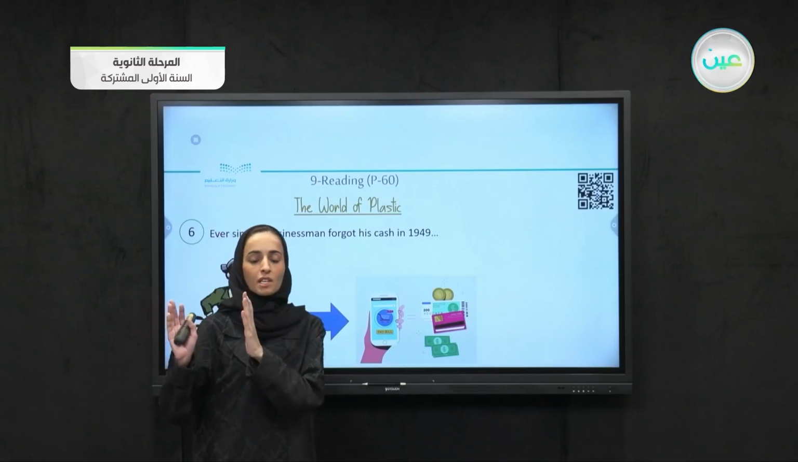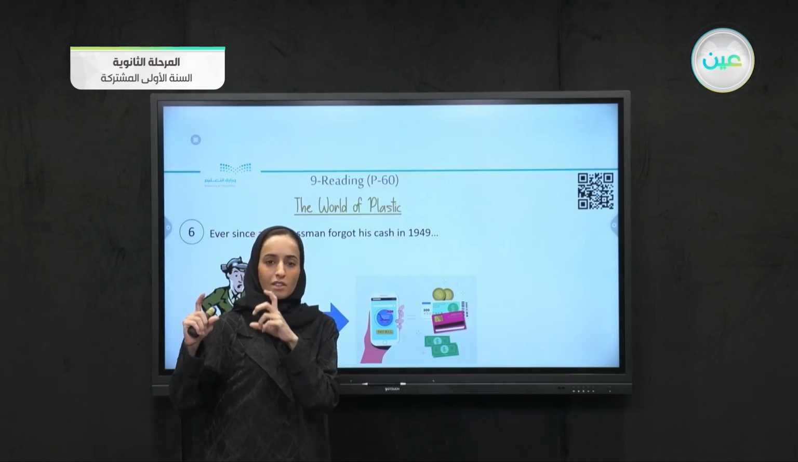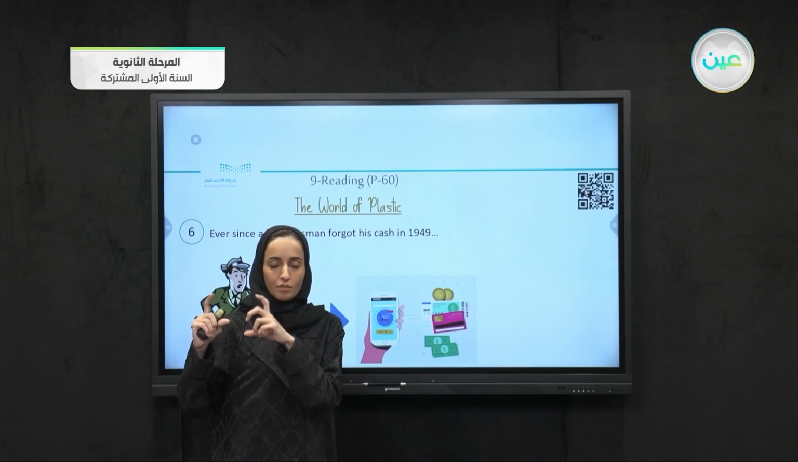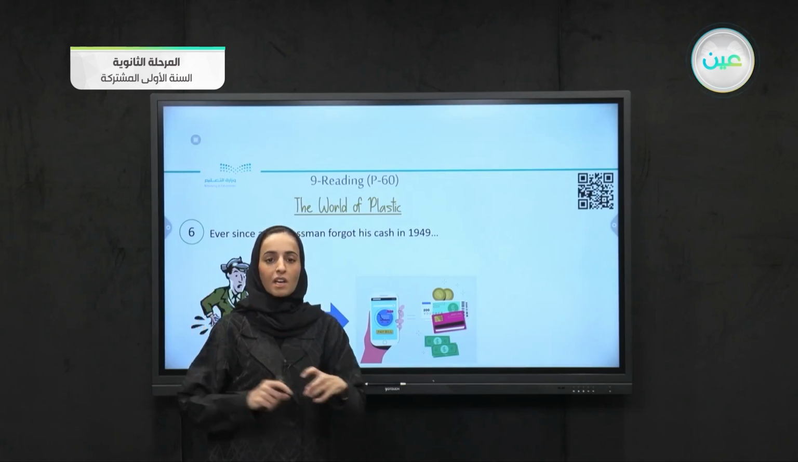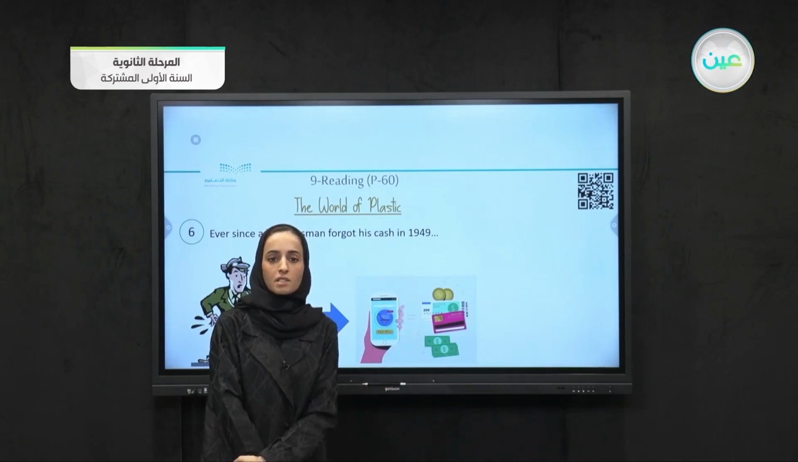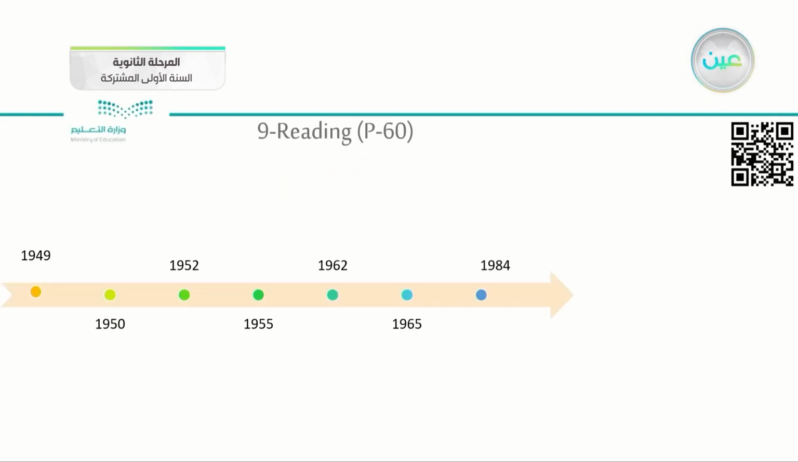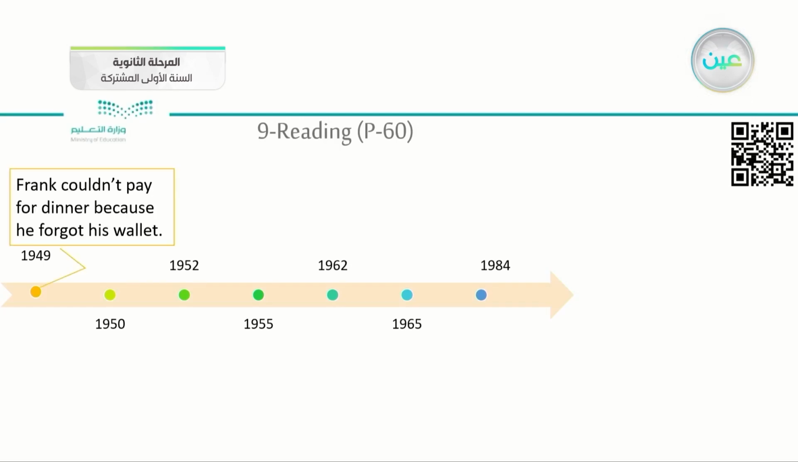Okay, so they're telling you that from 1949 until today, all the credit goes to Frank McNamara, when he felt so bad that he didn't have the money, and it revolutionized, it changed the face of this world because he did something. So the main idea in here, the credit card revolution, it exploded all over the world just because of one situation to Frank McNamara.